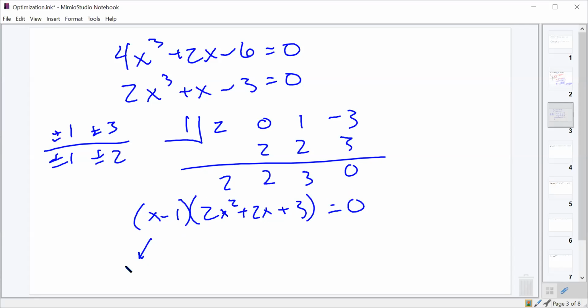First off, we know that this gives us x equals 1, right? And then this one, 2x squared plus 2x plus 3. If we just look at the discriminant of that, b squared minus 4ac, we'll see that that's 4 minus 24, which is less than 0. And if the discriminant of a quadratic is negative, it means it has no real solutions.